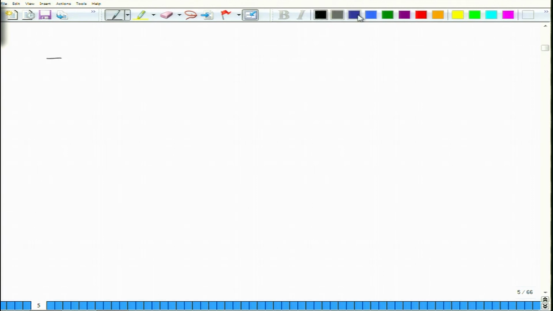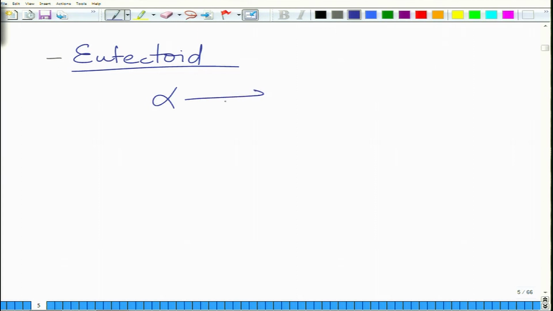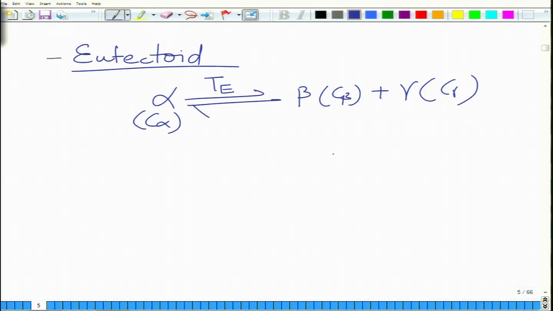One was eutectoid. The eutectoid reaction is analogous to the eutectic reaction, where one alpha phase of composition C alpha at the eutectoid temperature transforms into two phases, beta of composition C beta and gamma of composition C gamma. So these are all solid phases, so this is basically solid state. Obviously it's a part of a phase diagram, but it doesn't make a phase diagram complete by itself because it's only a solid state reaction.